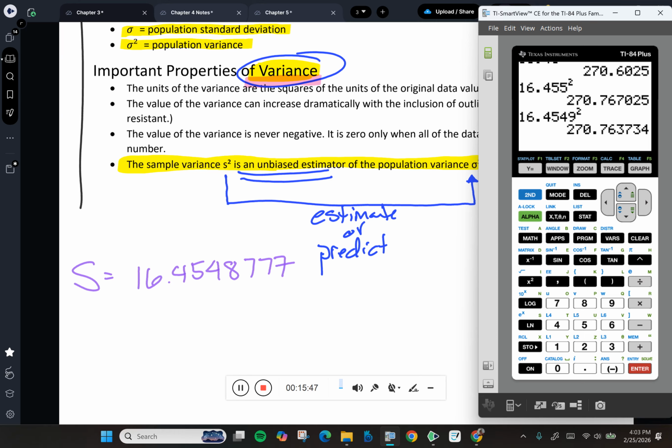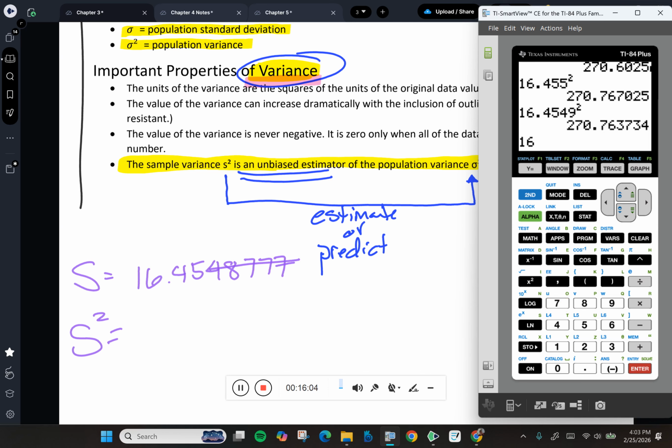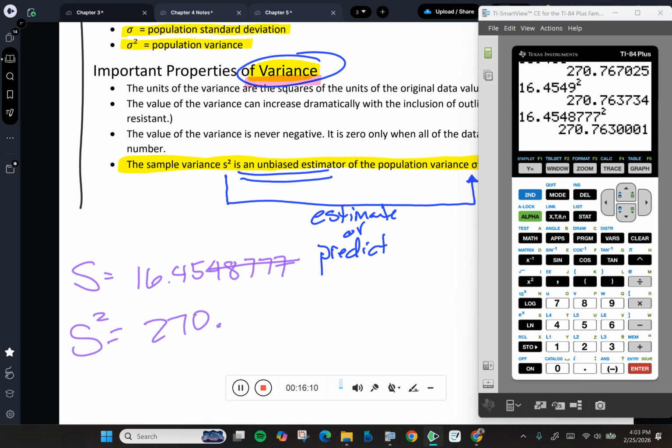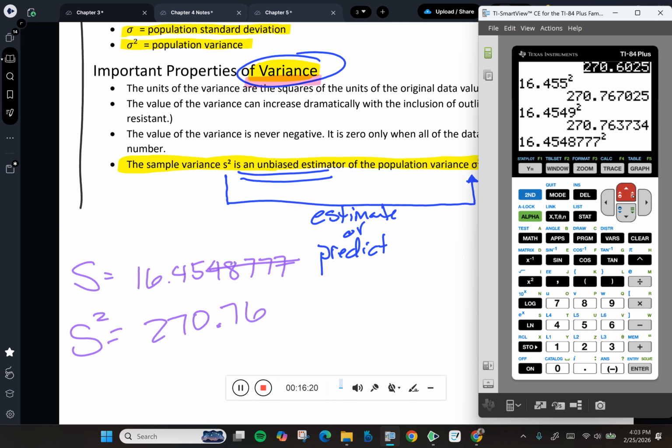So while reporting the standard deviation would only require those two, if I want to turn it into the variance, I wouldn't round it until I turned it into the variance. So I would take that 16.4548777, square that, and then I would round that answer and see that I'm looking at 270.76, which is very different than what I would have gotten up here. I would have got 270.65 if I only used 2 decimal places before I squared, sorry.